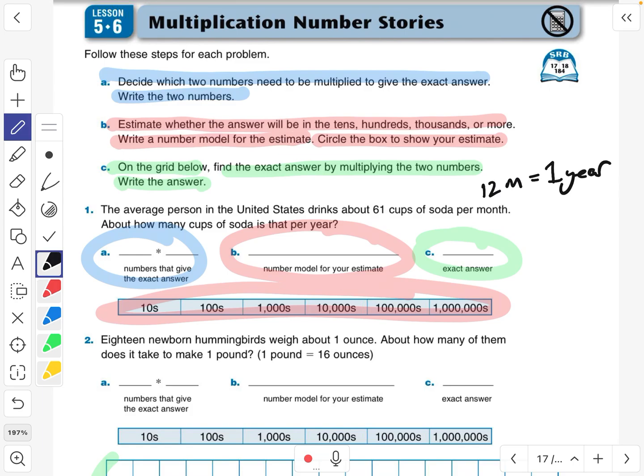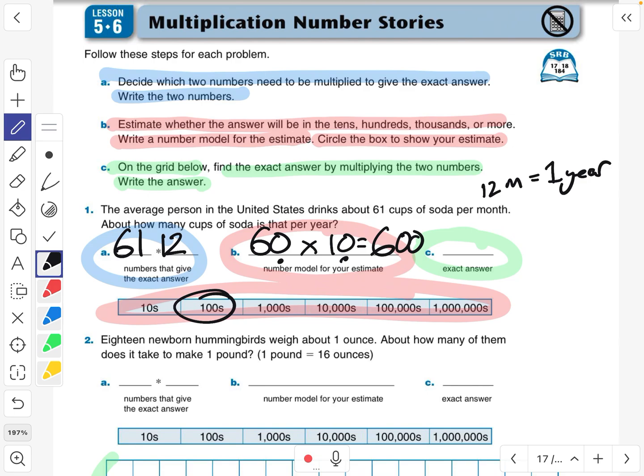So that'll help. Our 2 numbers, we're going to have 61 cups times 12 months. So 61 times 12. That'll be my exact answer. Now for the estimate, we're going to do a number model. That's about 60. 12 is about 10. We can do that easily in our head. So that's 6, and then add those 2 zeros. So 600. And I circle down here in the hundreds. My answer should be in the hundreds.